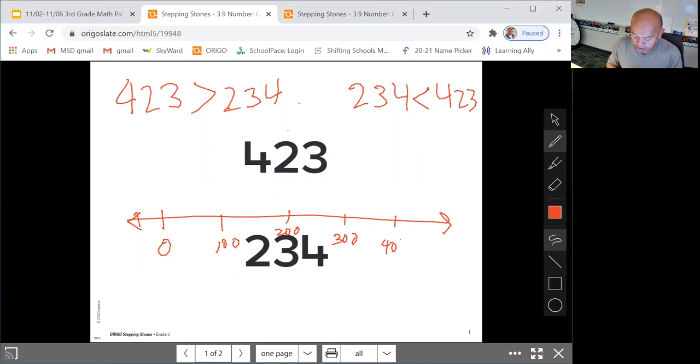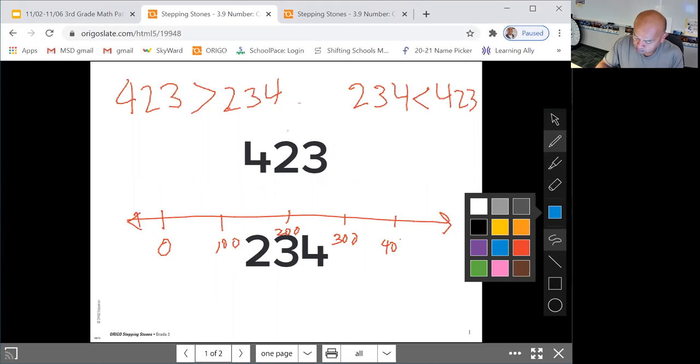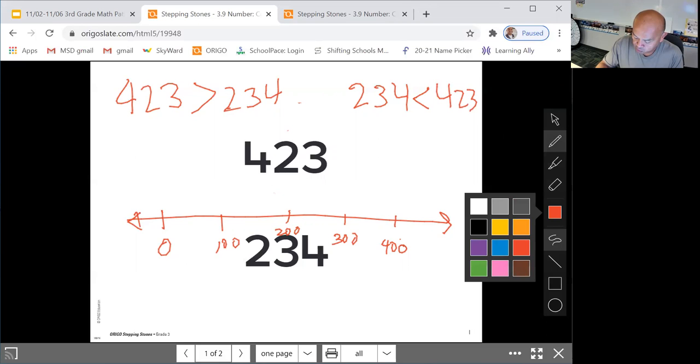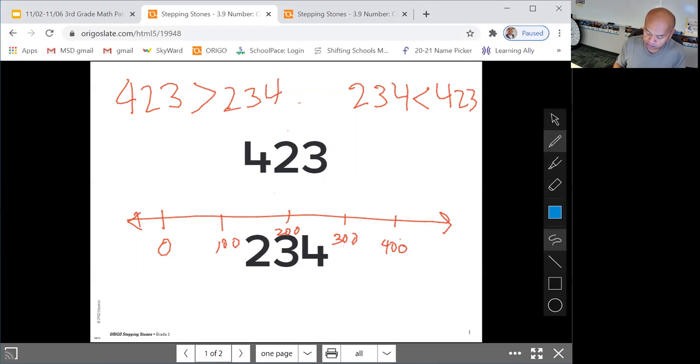Where would 423 fall? Let me pick a different color here for 423. Let me add a 0 here. There we go. You've got your 0, 100, 200, 300, 400 right here. 423 is right here.